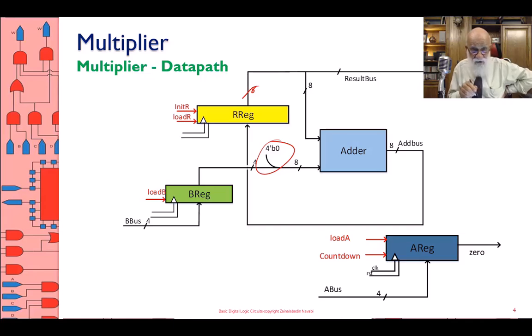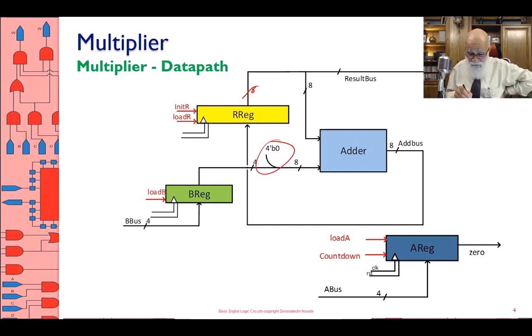Then I have the B register. The B register connects to the B bus. The B bus is 4 bits. And then remember we said that at the beginning when the start is issued, I'll have to load from data bus or from B bus into the B register. And therefore there is a load control signal, load B, and that control signal comes from the controller. We are not discussing them here.